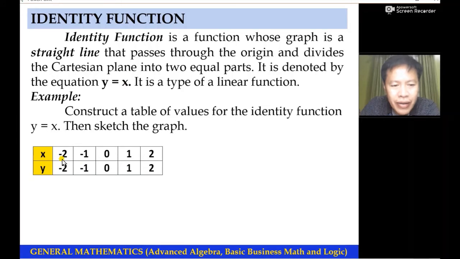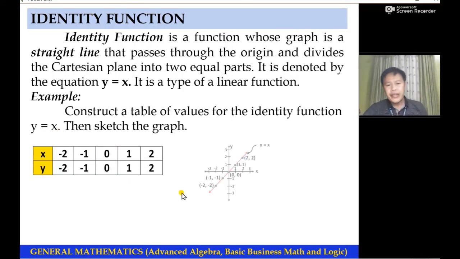Then, you're going to arrange the values of x in increasing order. I start with negative 2, negative 1, 0, 1, 2. There is a point of symmetry here. Whatever the value of x, that is also the value of y, because y is equal to x. If x is equal to 0, y is equal to 0. If x is equal to negative 1, y is also negative 1. If x is equal to negative 2, y is also negative 2. If x is equal to 1, y is also 1. If x is equal to 2, y is also 2. Because y is equal to x.